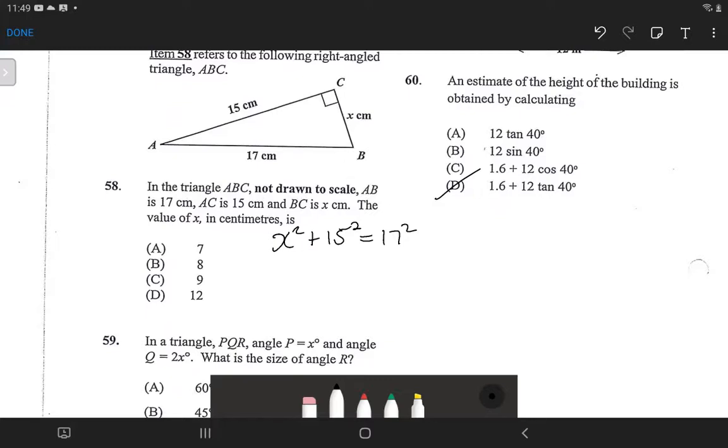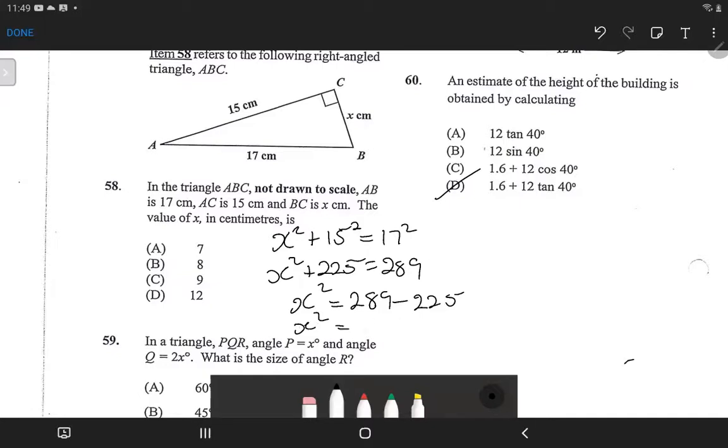So 17 squared, right? That is 289. 15 squared is 225. And well, we leave x squared as x squared. So x squared is equal to 289 minus 225. So x squared is equal to 64. And square rooting, since we take the positive square root, since we want a length, that means x has to be equal to 8.